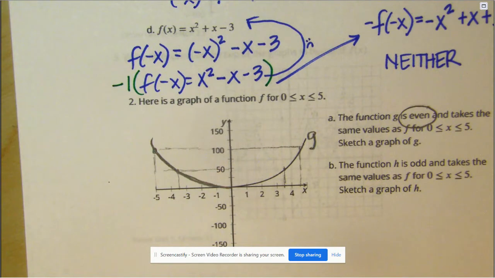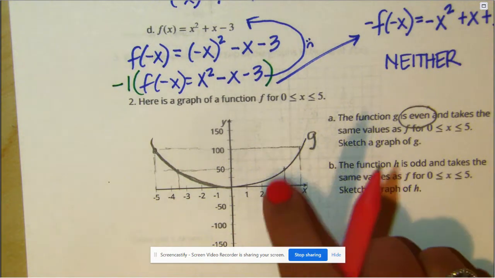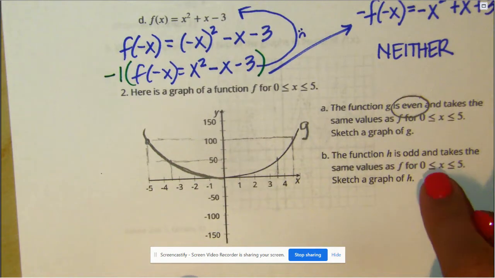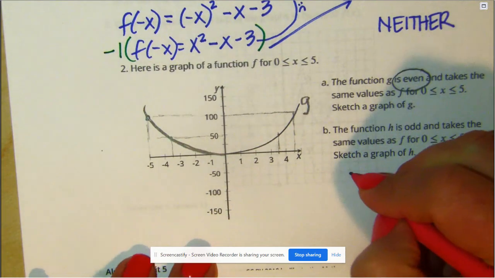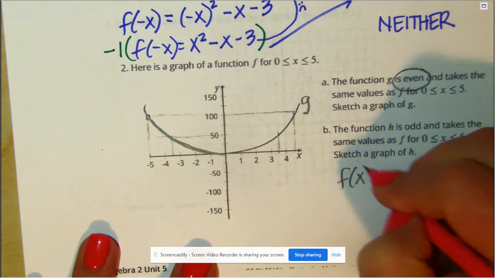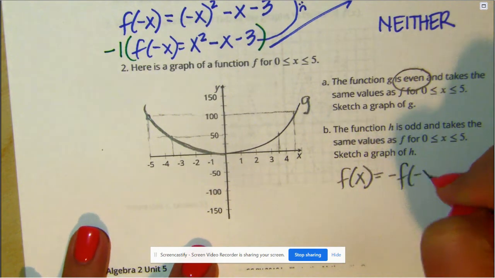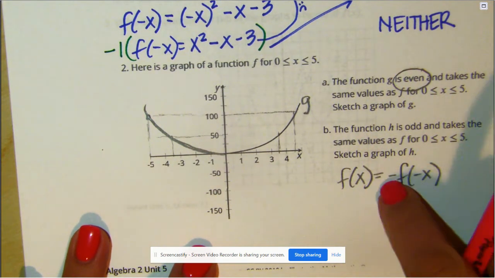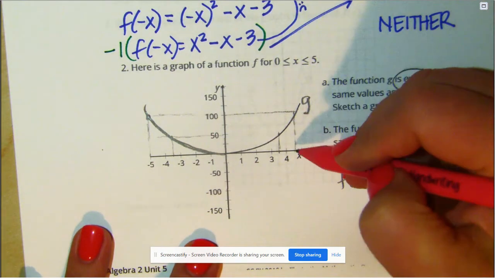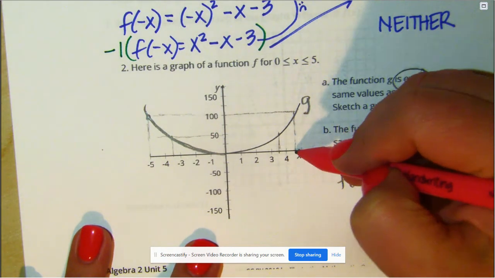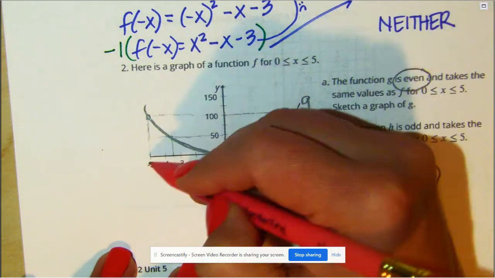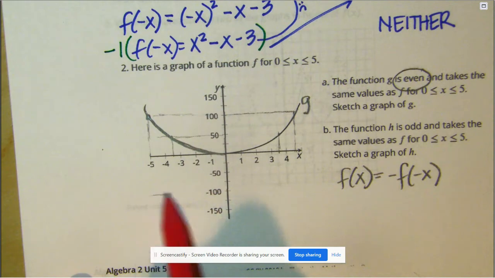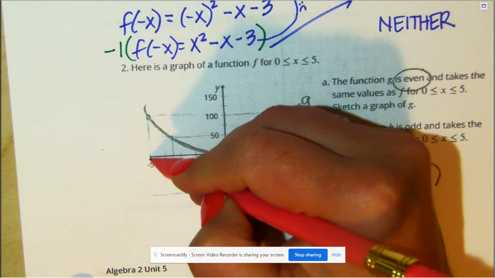Even. The function h is odd and takes the same values as f for x greater than or equal to 0 and less than or equal to 5. Sketch a graph of h. Odd functions switch the input and the output. So I've already kind of found these points. This is 5, 100. So then it would be negative 5, negative 100. It's a reflection across the x and the y.